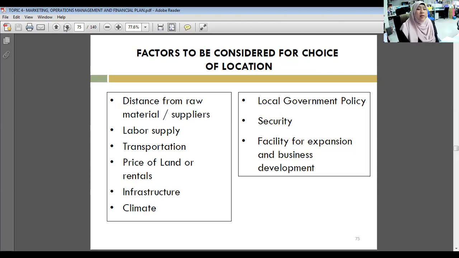And for the climate also we have to bear in mind, because we are talking about how certain locations, for example in the east region like Kelantan and Terengganu, have a climate whereby at the end of the year there will be floods. Kemungkinan besar berlakunya banjir.